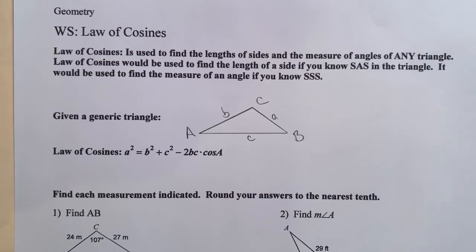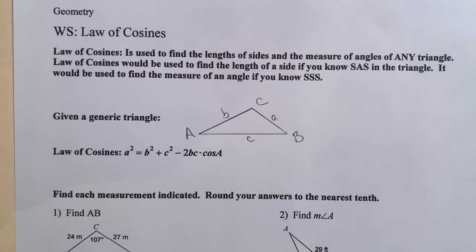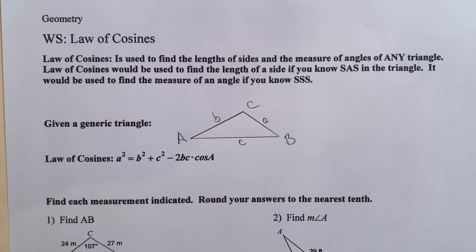Well, the law of cosines is used to find the lengths of sides and the measure of angles of any triangle. So it does not have to be a right triangle. If it was a right triangle, then you could use the Pythagorean theorem, or one of the SOHCAHTOA ratios, in order to find those things. But if it's a regular triangle, something that may be obtuse or acute, and we didn't have that option, well, now we do, using the law of cosines.